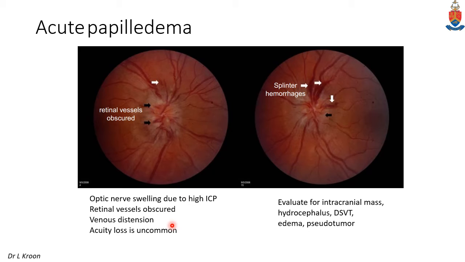It's typically a late finding in patients with papilledema, so it takes about 2 to 3 weeks for visual loss to set in. But sometimes you can have fulminant papilledema that can cause much more acute visual loss. Like I mentioned, these are all splinter hemorrhages in the fellow eye as well of an individual with optic disc swelling. And of course, one has to evaluate for intracranial mass lesions with neuroimaging, hydrocephalus, venous sinus thrombosis, edema, as well as pseudotumor cerebri, or idiopathic intracranial hypertension, causing this papilledema.